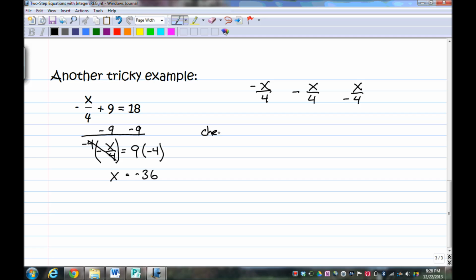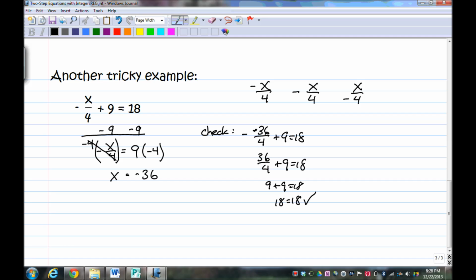I'm going to do my check over here. And I have a negative, and x is negative 36 over 4, plus 9 should be equal to 18. Now these 2 negatives cancel each other, so it's just 36 over 4, plus 9 should be equal to 18. 36 divided by 4 is 9. Plus 9 equals 18. 18 equals 18, and it works.